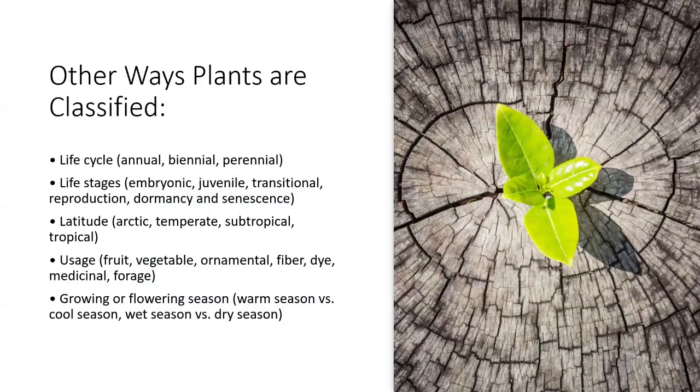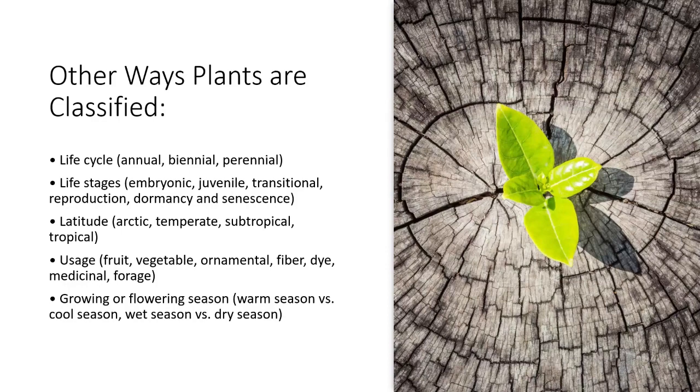All right, so what are some other ways that we can classify plants? In the horticulture industry, we classify them not only by their taxonomic classification. Botanists and plant taxonomists try to stay very close to the plant taxonomy. But in the horticulture industry, we can classify plants by their life cycle, whether they're an annual, a biennial, or perennial.